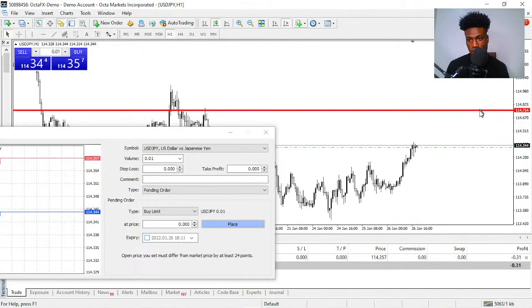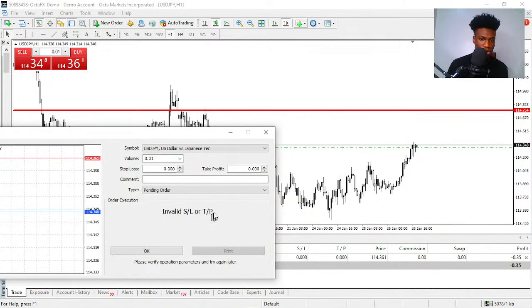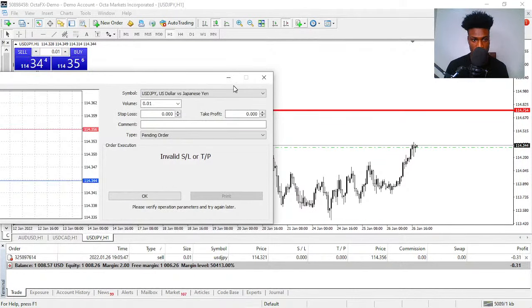So this is 114.754. Remember, market is at 114.34. So if I try to place this order above the current market price, 754, the order is not going to be placed, right? Because buy limit orders are below the current market price. I really want you guys to understand that for buy limit, your orders are placed below the market price.